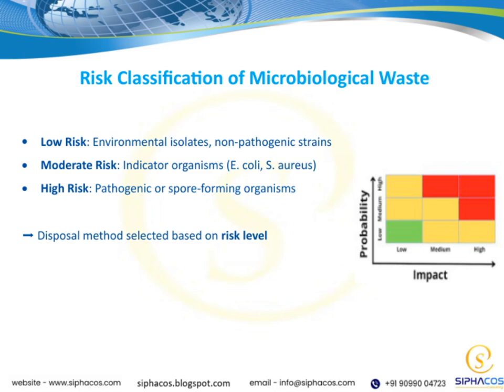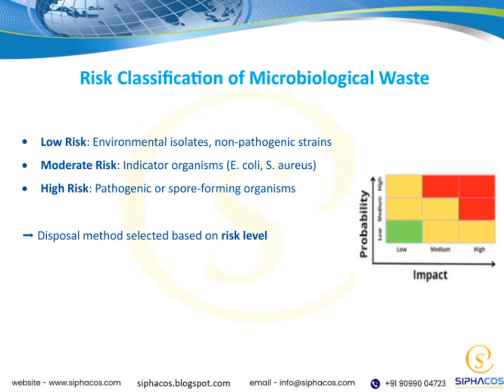Let's take a closer look at the risk classification of microbiological waste. First, we have the low-risk category. These are environmental isolates or non-pathogenic strains, meaning they don't pose a significant threat to health. Moving on, the moderate risk group includes indicator organisms like E. coli and S. aureus. These are organisms that can signal potential contamination or presence of more dangerous microbes, so they require more careful handling. Finally, the high-risk category covers pathogenic or spore-forming organisms. These are the most dangerous because they can cause infections or survive harsh conditions, making their disposal critical.